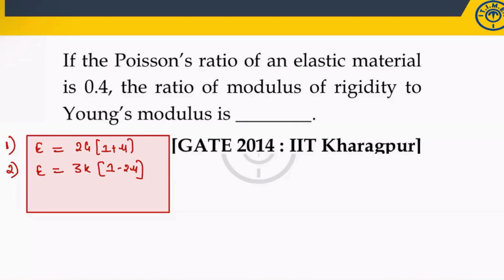Poisson's ratio is given as 0.4. Okay, you have to find the ratio of modulus of rigidity, nothing but G by E. 1 by 2.8.